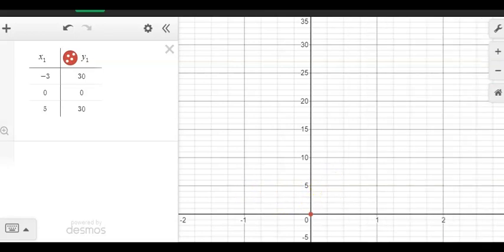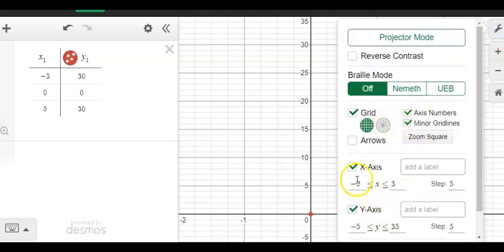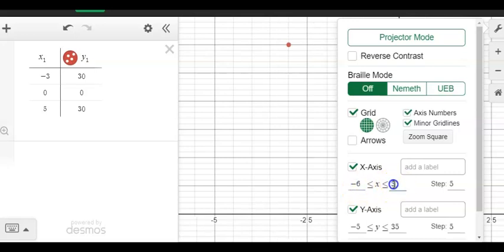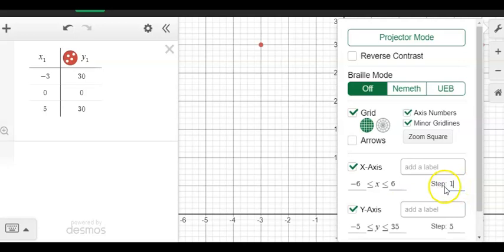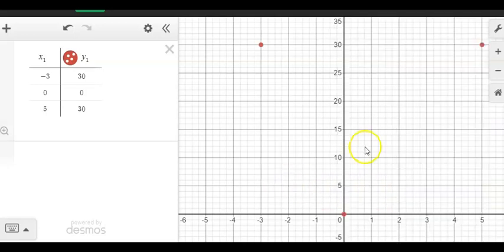Uh-oh, I've got to go -3 to 5. What am I saying? How about -6 to 6? That'll work. And we'll count by ones. All right, so there they are.